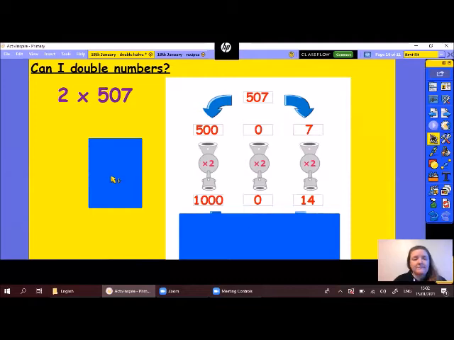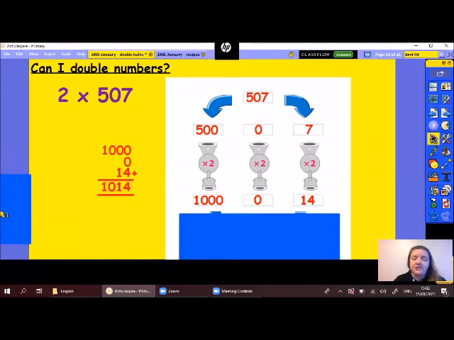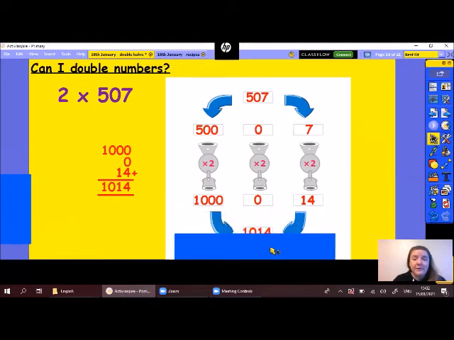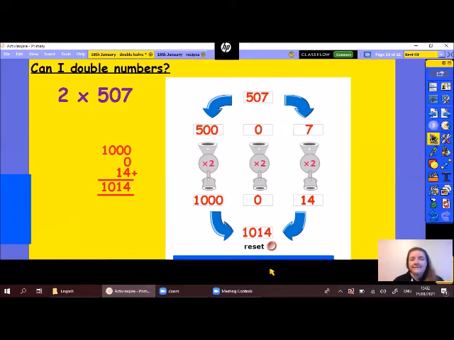And then we can put those back together. We can do some column addition if we want to. We don't really need that 0 in the middle. We could take it out because adding 0, again, doesn't add anything. And we've put our answer at the bottom. So double 507 becomes 1014.